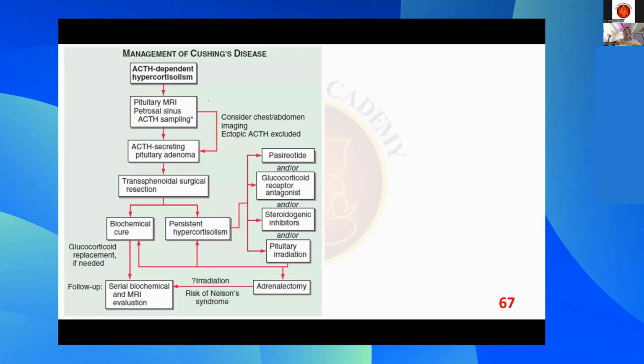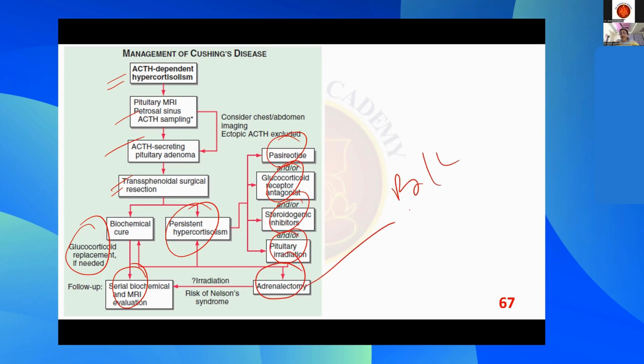So management of Cushing's, if it is ACTH dependent, you go for either transsphenoidal, pituitary MRI, petrosal sampling. If it is a pituitary adenoma, go for transsphenoidal surgery. Then biochemical cure, then you require glucocorticoid replacement and an annual follow-up. If there is still persistent hypercortisolism, you can go for pasireotide or mifepristone, that is glucocorticoid receptor antagonist, or you can also go for steroidogenic inhibitors. You can go for pituitary irradiations, or otherwise the last approach is you can go for bilateral adrenalectomy.